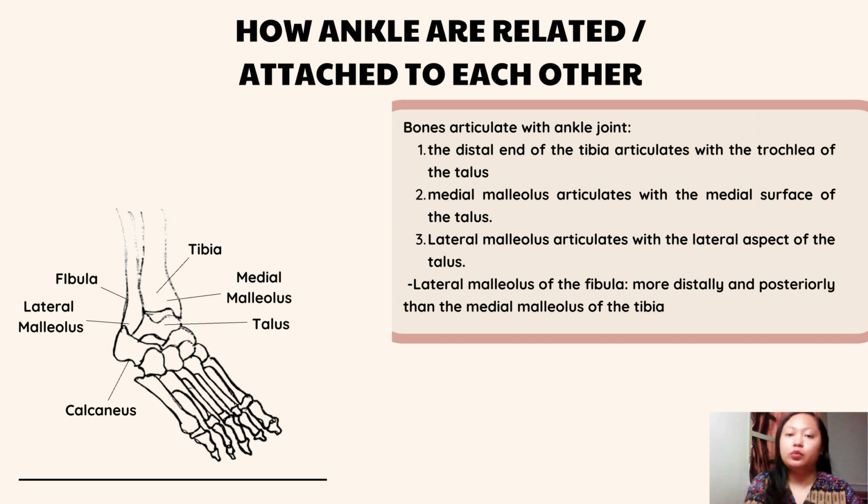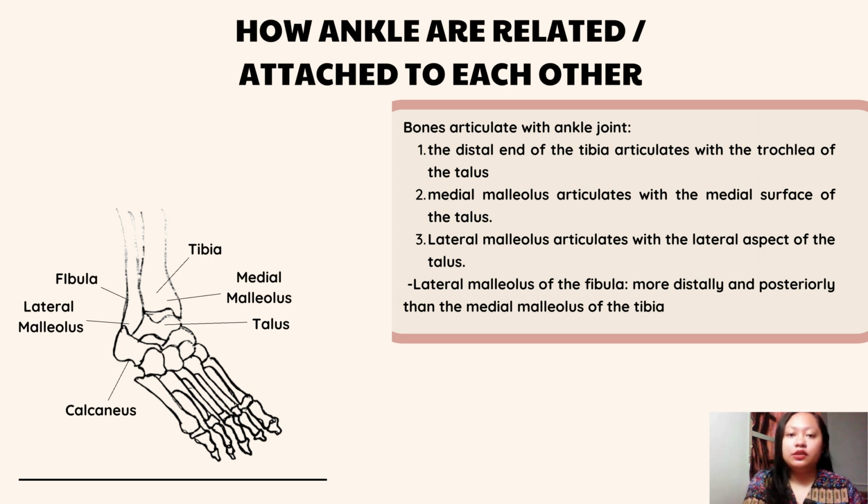So I'm going to present about how the ankle bones are related or attached to each other. On the left side, this is the diagram of the ankle, the structures that articulate with the ankle. So firstly is the tibia, and then the medial malleolus, talus, calcaneus, lateral malleolus, and fibula.